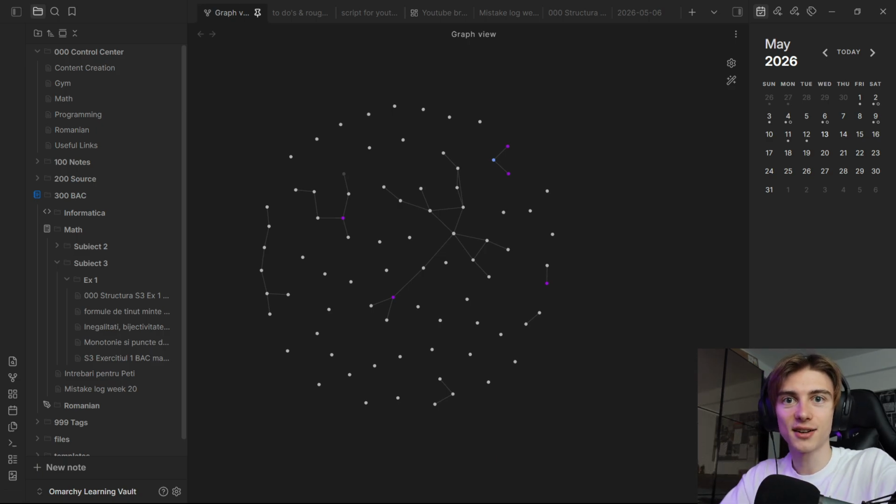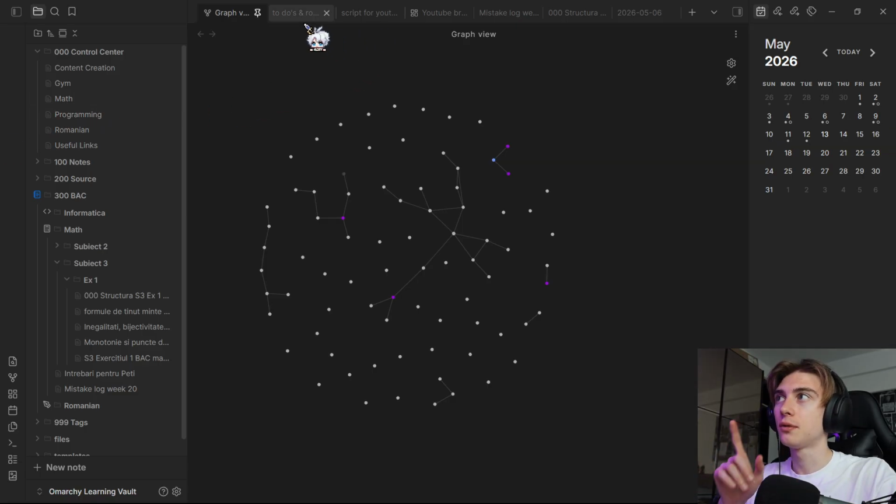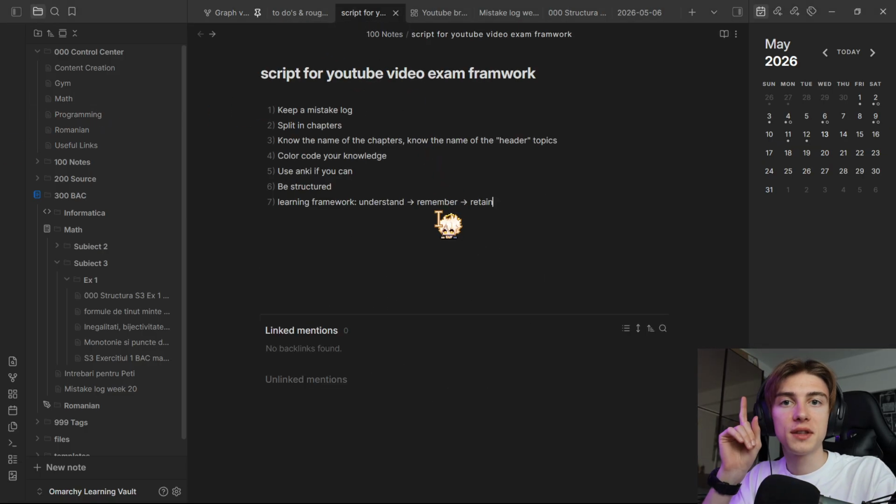Hello. So let's talk about my exam learning framework. I've used this framework to go from 1190 to a 1530 SAT. I'm now using it for my national exams, and I can assure you that if you do at least one of these 7 simple steps, your grades are gonna skyrocket.